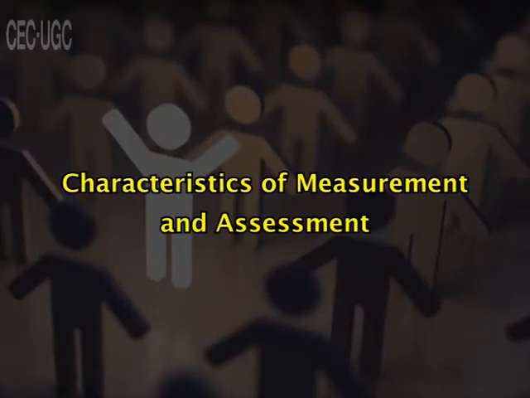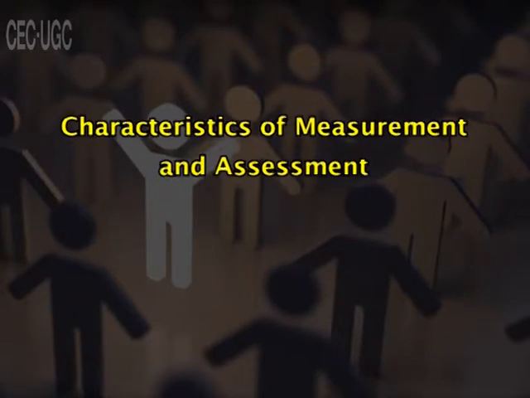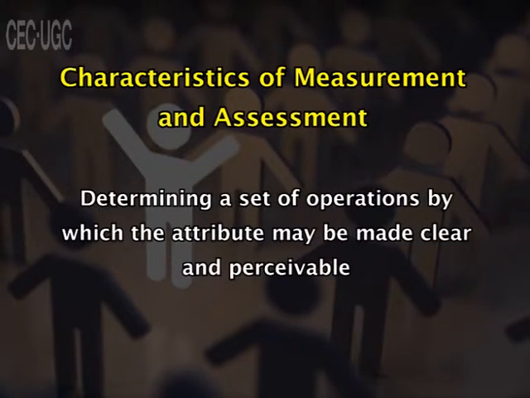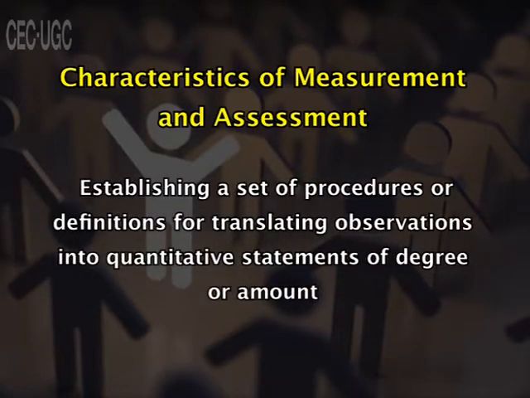From this definition and difference of measurement and assessment, we can deduce three main features or characteristics of measurement and assessment. Number one, identifying and defining the quality or attribute that is to be measured. Number two, determining a set of operations by which the attribute may be made clear and perceivable. And number three, establishing a set of procedures or definitions for translating observations into quantitative statements of degree or amount.